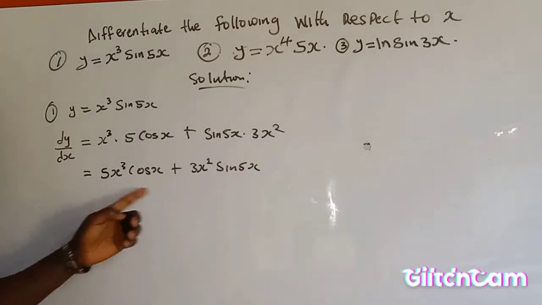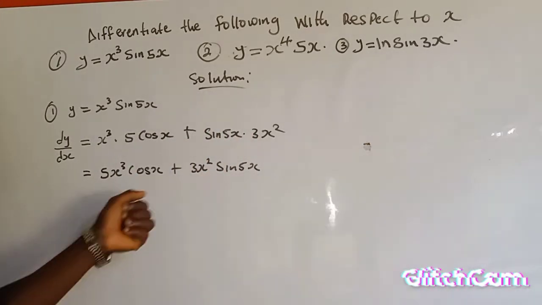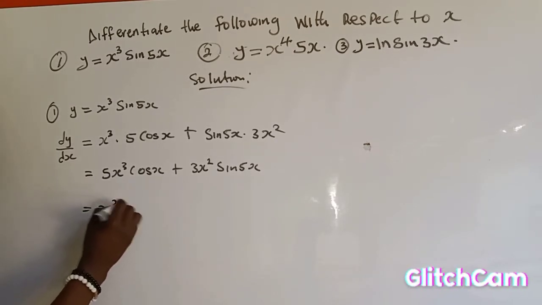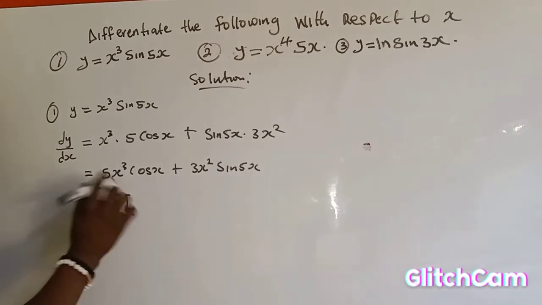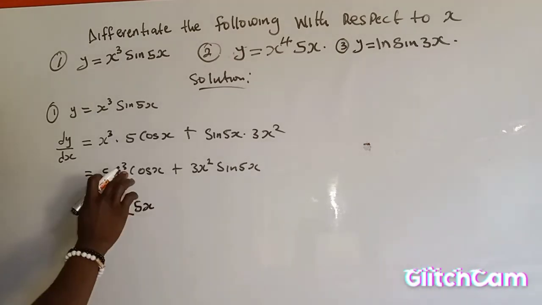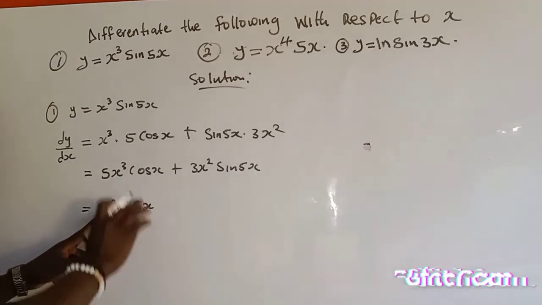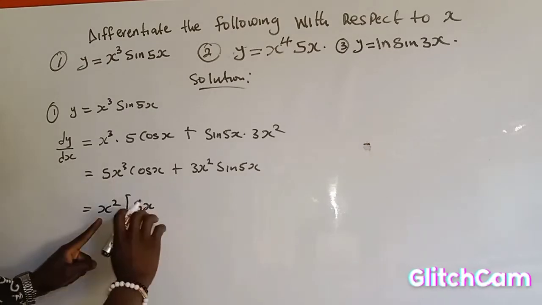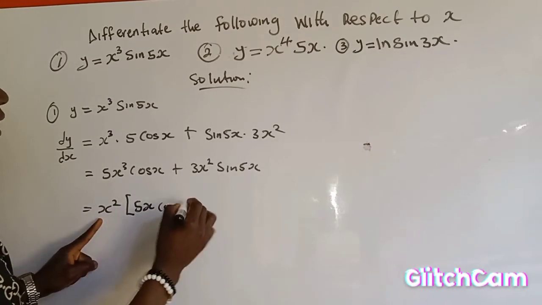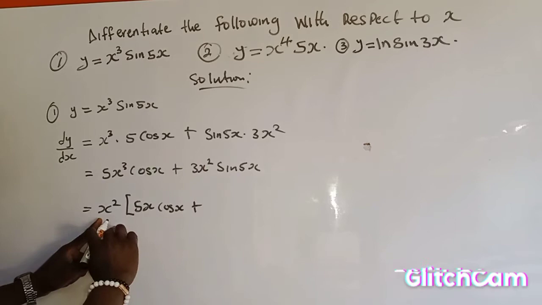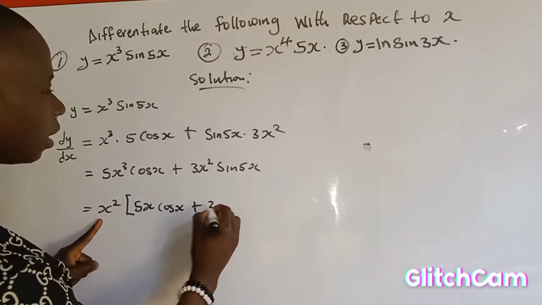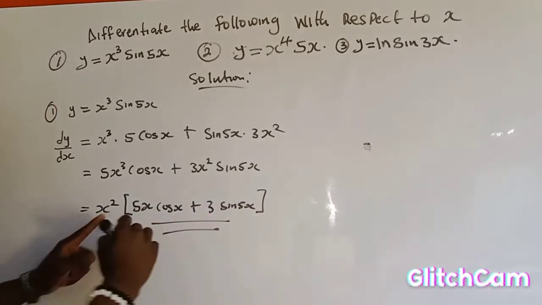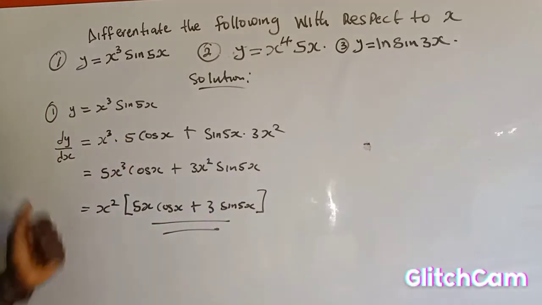If you look at these two terms, what is common between them? We have s squared here and we have s cubed here. So I can factor out s squared. On the left hand side, I will be left with 5s cubed divided by s squared, which gives me 5s cos 5s. Then plus, this s squared is already out, so I'll have 3 sine 5s. So this is the differentiation of s cubed sine 5s with respect to s.